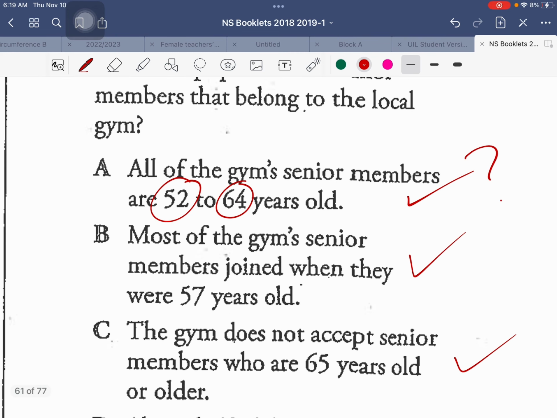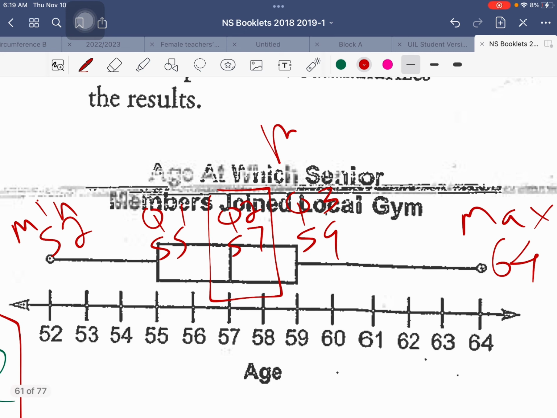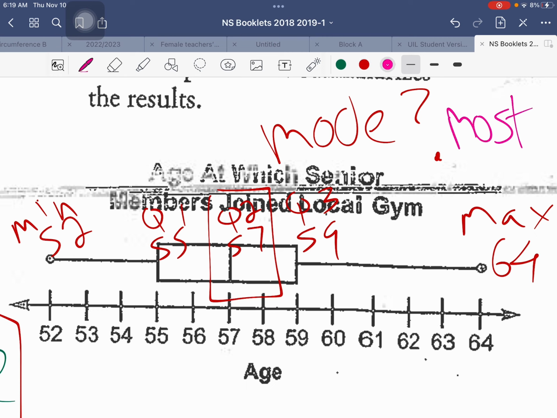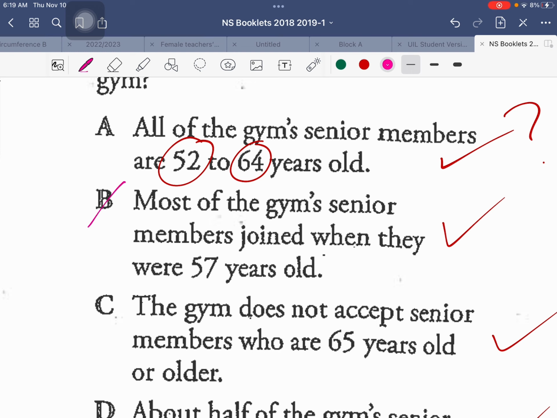Maybe. Most of the gym's senior members joined when they were 57 years old. The mode. Well, the median is 57. But with this box plot, I do not know what the mode is. Mode means most. That is saying the most, we're 57. We don't know that. The median doesn't mean it's the most. Median is just that it's in the middle. So there's no way to check this one.